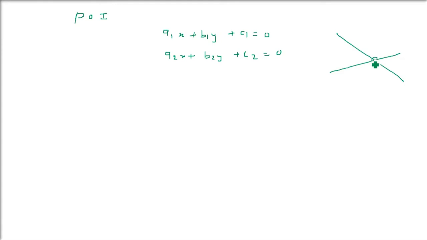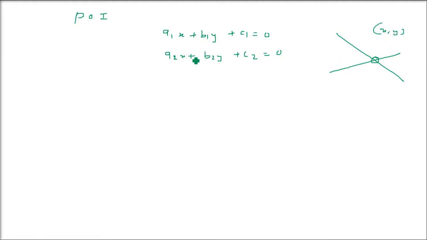We are discussing straight lines: the point of intersection of two lines. If we assume the general form of the first line is a1x + b1y + c1 = 0 and the second is a2x + b2y + c2 = 0, and they are intersecting, there is a formula for the point of intersection.